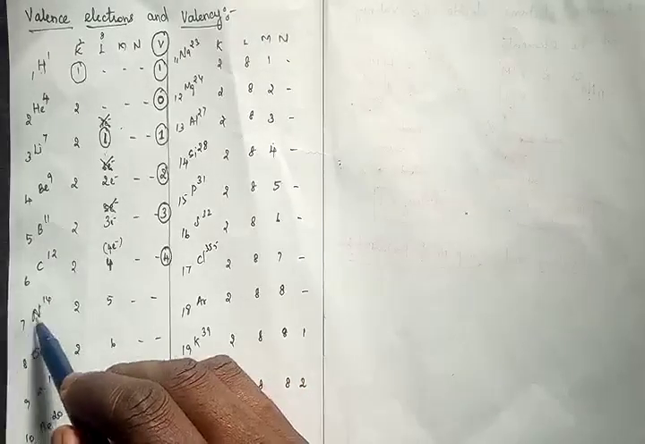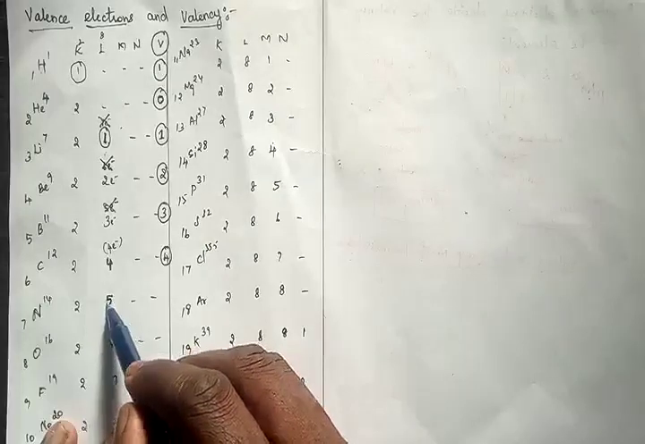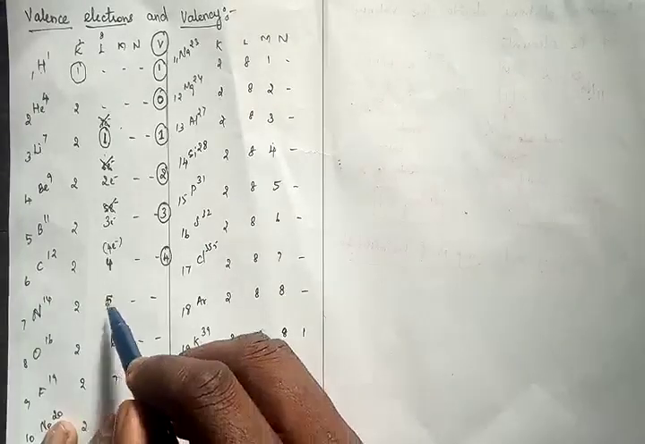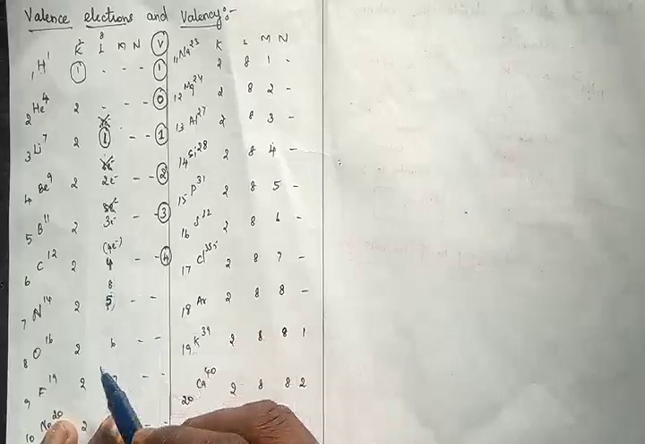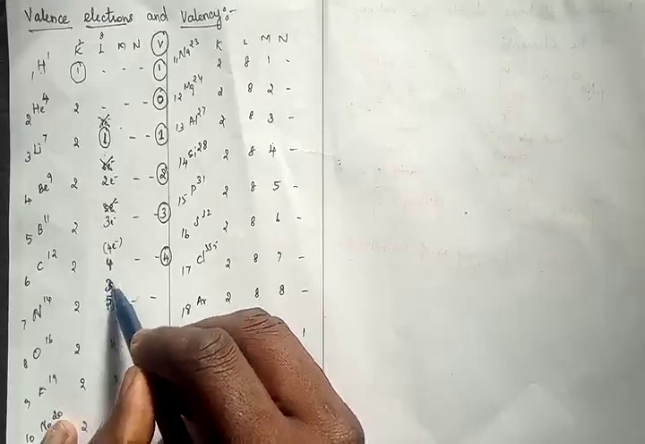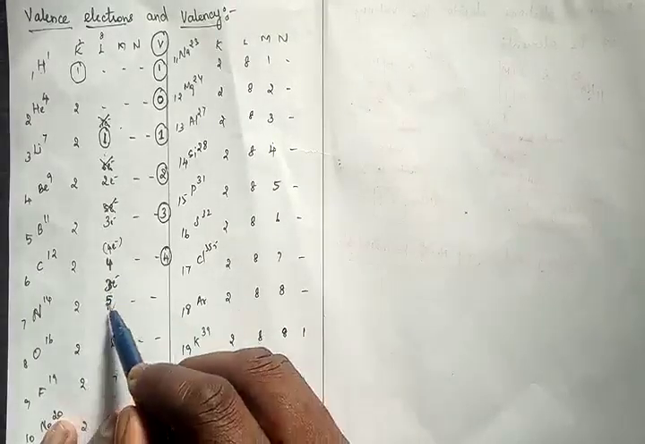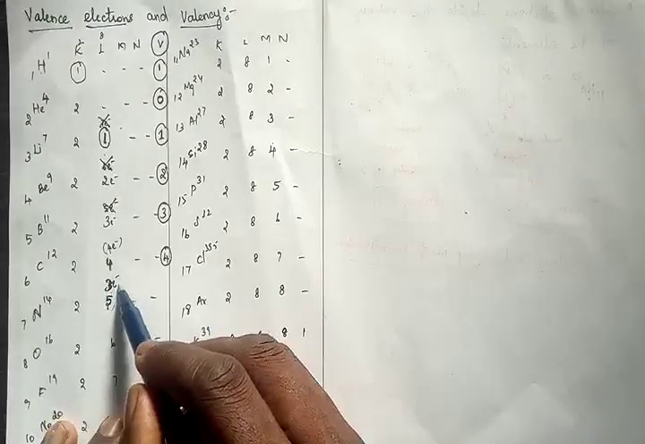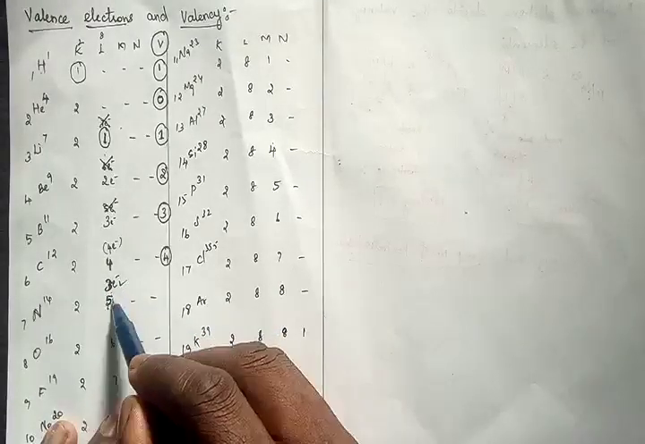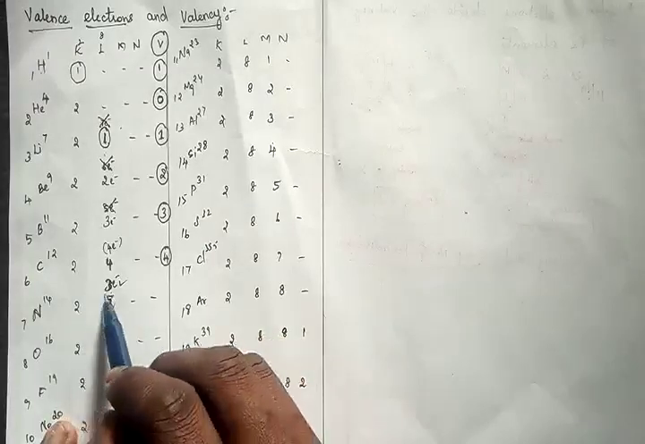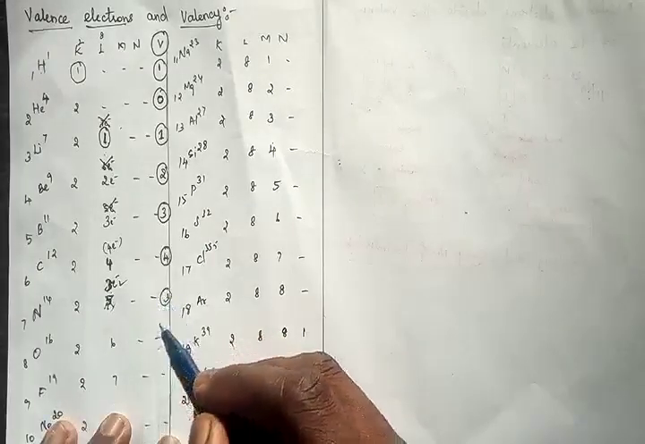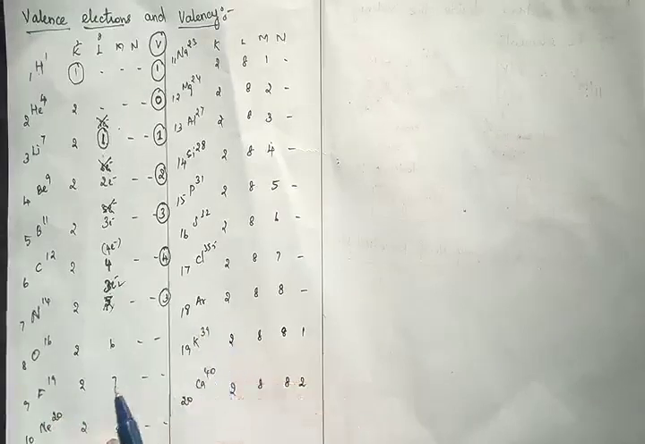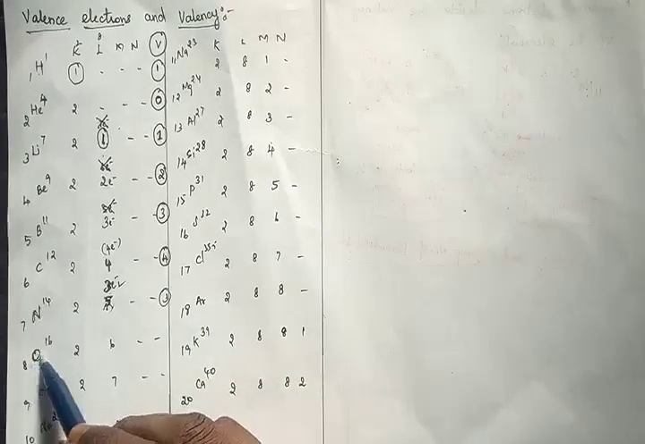nitrogen. In nitrogen, the outer shell has 5 electrons. How many electrons? 5 electrons. In order to make the shell 8, it needs 3 electrons. It can either lose 5 electrons or gain 3 electrons. So you can easily see gaining 3 electrons is an easy process compared to losing all 5 electrons. So the valency is 3 here. Understand?